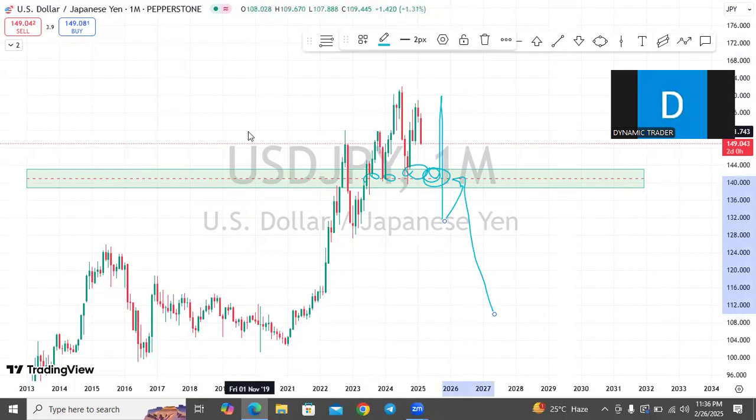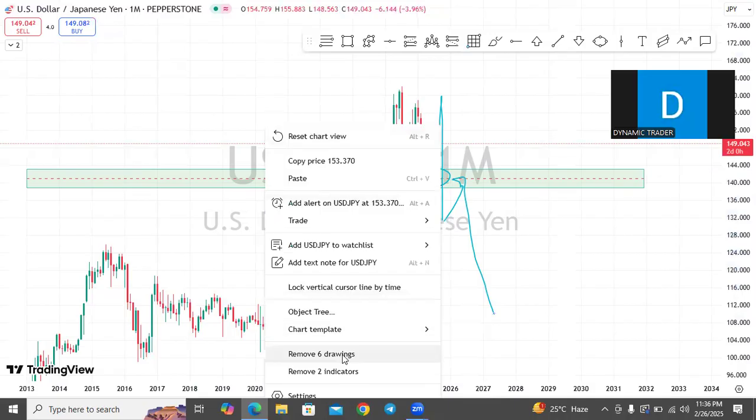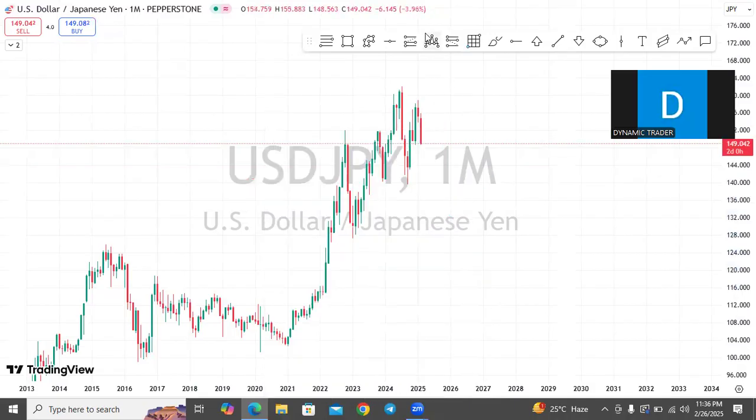Okay. So having seen that, let's break down this chart on the monthly, down to the weekly, to the daily, then to more lower time frames. So let me just place this here on the monthly.